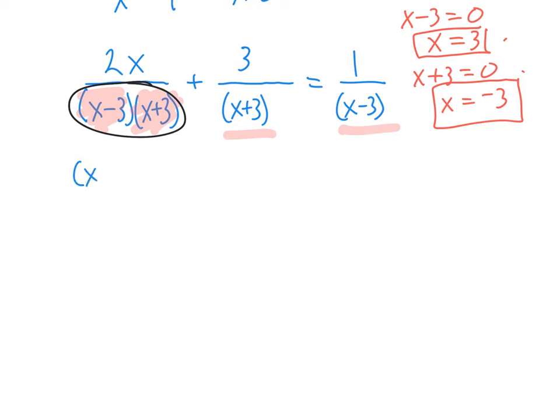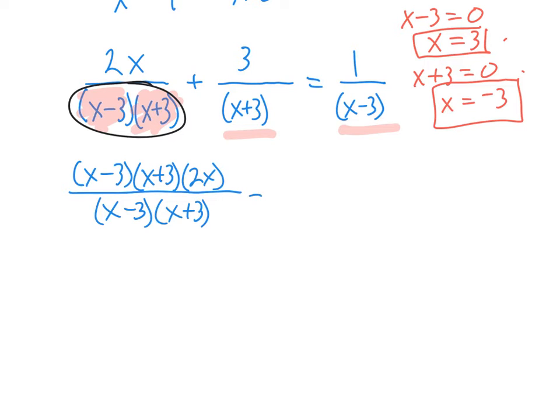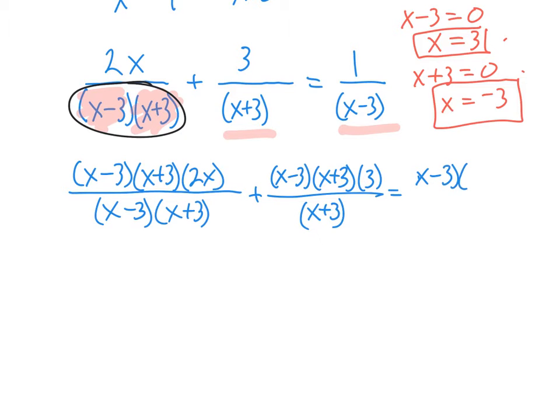It's going to look like this. So we'll have x minus 3, x plus 3 times 2x over x minus 3, x plus 3 plus, same thing, x minus 3, x plus 3 times 3 over x plus 3. And we're going to do the same thing on the other side of the equation. x minus 3, x plus 3, this time it's just times 1 over x minus 3.